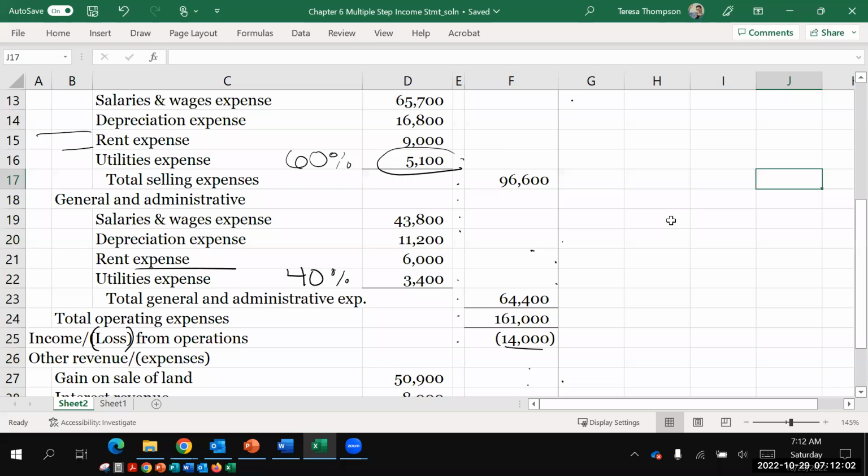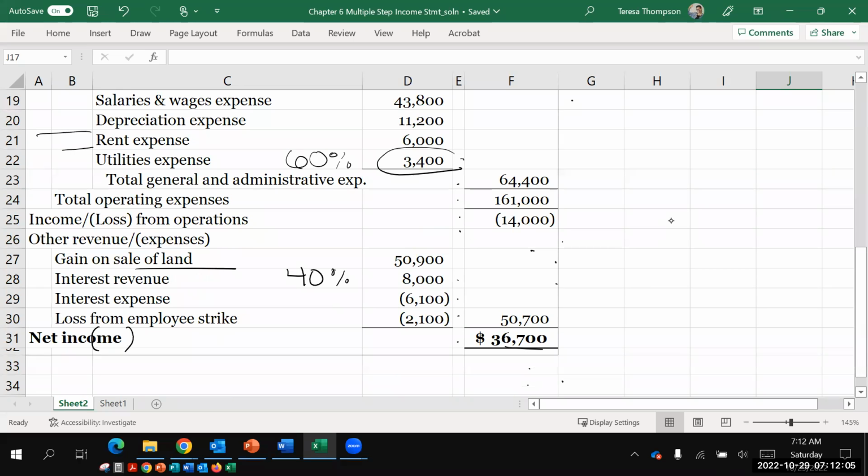Okay. Then we go into the other revenue and expenses. We had all these items you probably were like, I have no idea what it is. And that's why it falls in the other category. If they're not related to the company's core business activities, which was providing some sort of design services, then they go into other. So they sold some land. They had some interest revenue, interest expense, and loss from an employee strike. Okay, so those were all of your other items. Add and subtract as needed. And now we get to the net income of 36,700.